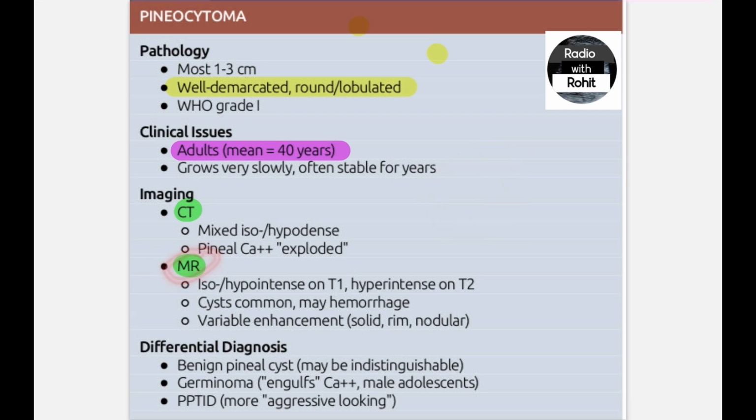On MR, on T1 weighted image, there is iso to hypointense signal, while on T2 weighted image, there is hyperintense imaging. Cyst is common, and it may show hemorrhage. Variable enhancement will be solid, rim or nodular. So this is about the pineocytoma.